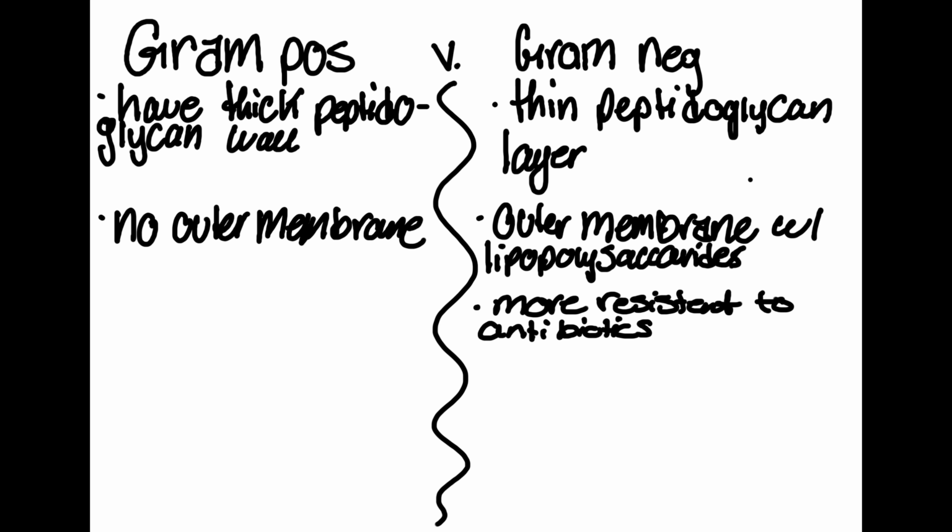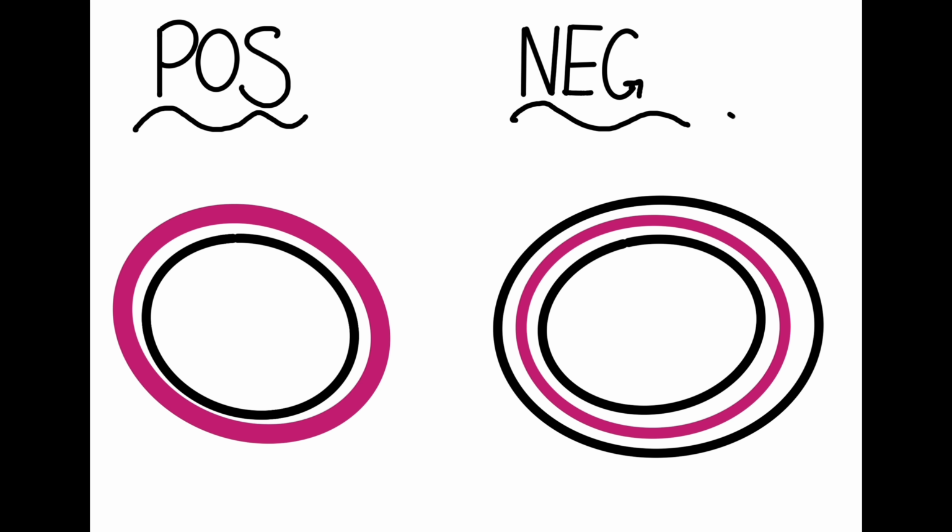Gram-positive versus gram-negative. Gram-positive have a thick peptidoglycan wall and no outer membrane, versus gram-negative have a thin peptidoglycan layer, an outer membrane with lipopolysaccharides, and are more resistant to antibiotics. Here you can see the gram-positive having a thick peptidoglycan wall and gram-negative having a thin layer.